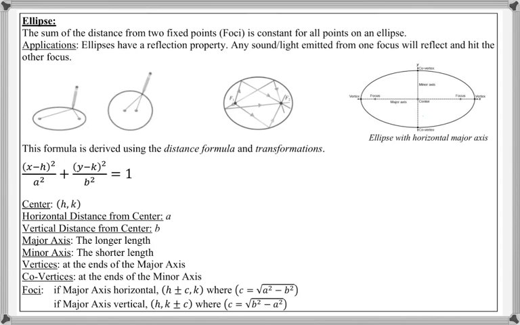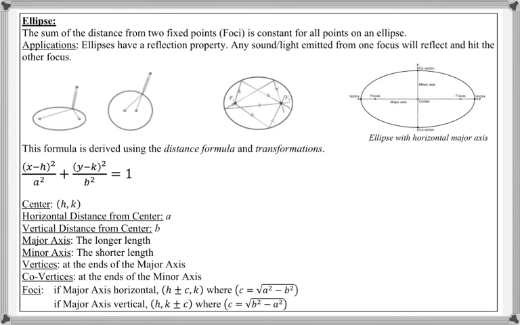Okay, so we have our formula for the ellipses. So our equations need to be in this form, and then we can read the information from them. So our center will be (h, k), the horizontal distance from center will be a, the vertical distance from the center will be b, the major axis is the longer length, again sometimes it's vertical, sometimes it's horizontal, the minor axis is the shorter length.